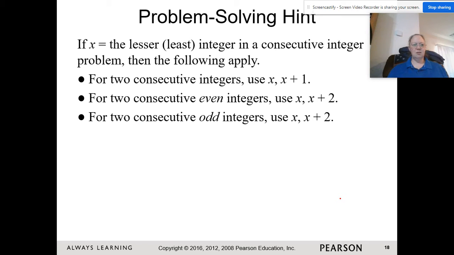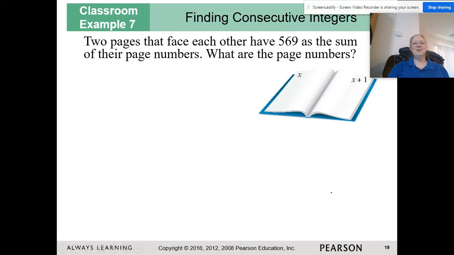If we have something that's exactly the same as the last slide, here we go. So we have 2 pages that face each other. You know, pages in a book, they are going to be numbered consecutively. So if my first page is x, then my second page, and I don't mean first page in the book, I mean the first page that I'm looking at, then my next page is going to be x plus 1 because they're consecutive numbers. It says they have a sum of 569.